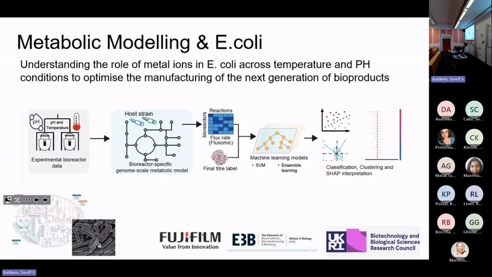A similar application was done with Fujifilm. This was, again, a BBSRC project through the Metal Biology Network. It was a similar idea, but we looked at E. coli and how E. coli would respond across different experimental bioreactor data. They've done some different experiments with different pH and temperature, so different conditions. And they wanted to correlate this with the growth rate of the bacteria, the E. coli in this case. And again, we applied machine learning to correlate input and output.